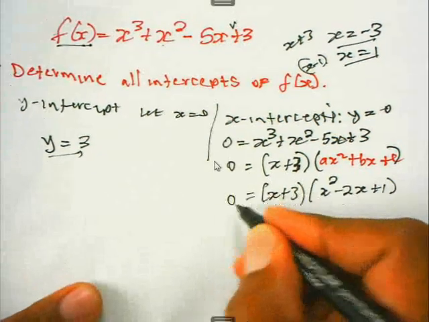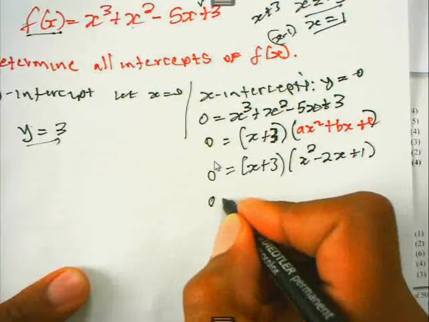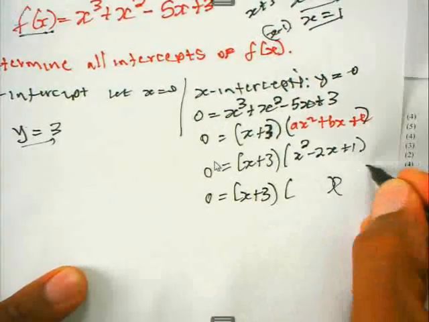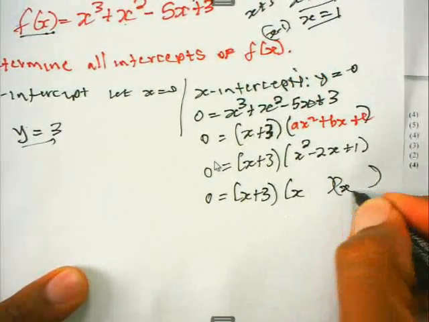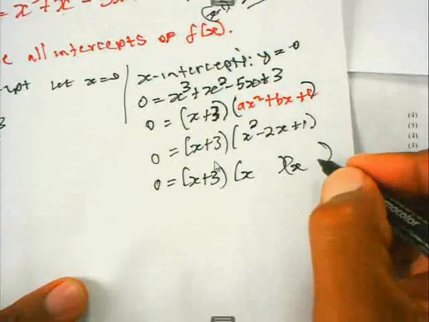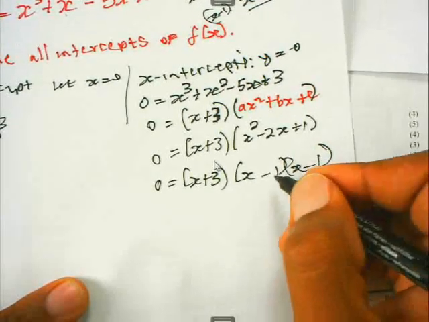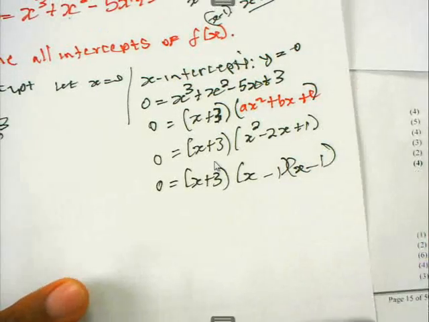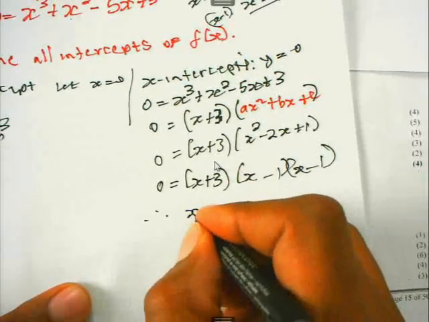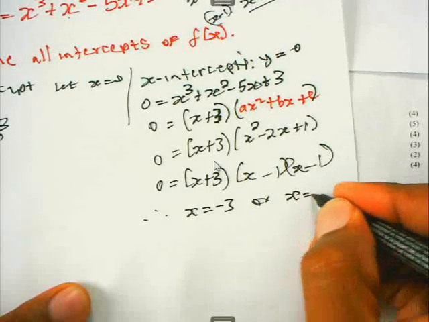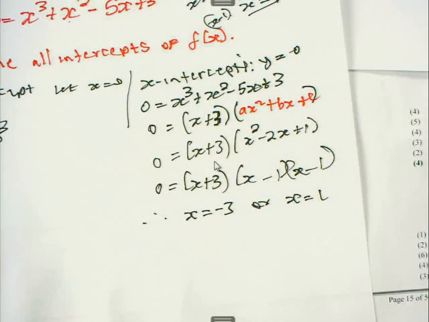Good. And now we have 0 here. And now 0 is equals to, we still have x plus 3. Now we must try to factorize this one. That is x multiplied by x. Factors of 1 is 1 multiplied by 1. Of course, both of them must be negative because negative times negative will be positive. Therefore, now we can say x is equals to minus 3 or x is equals to 1.